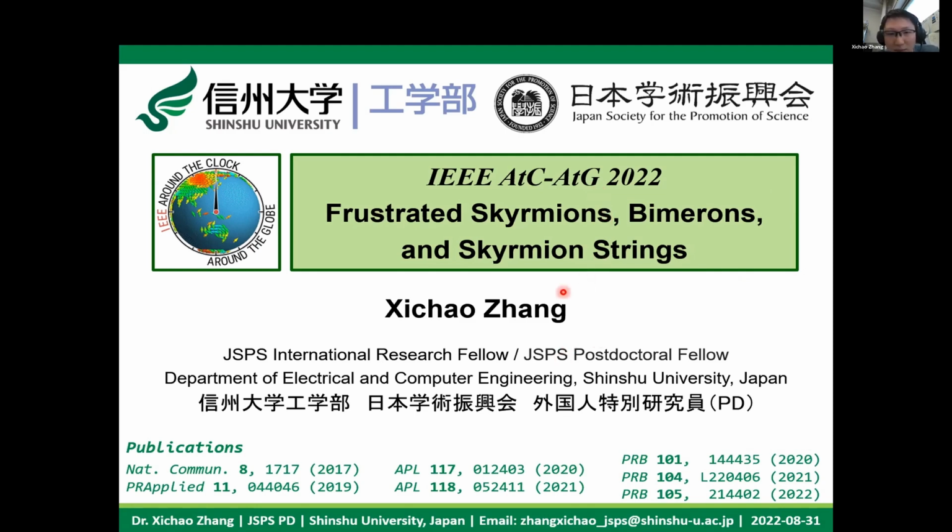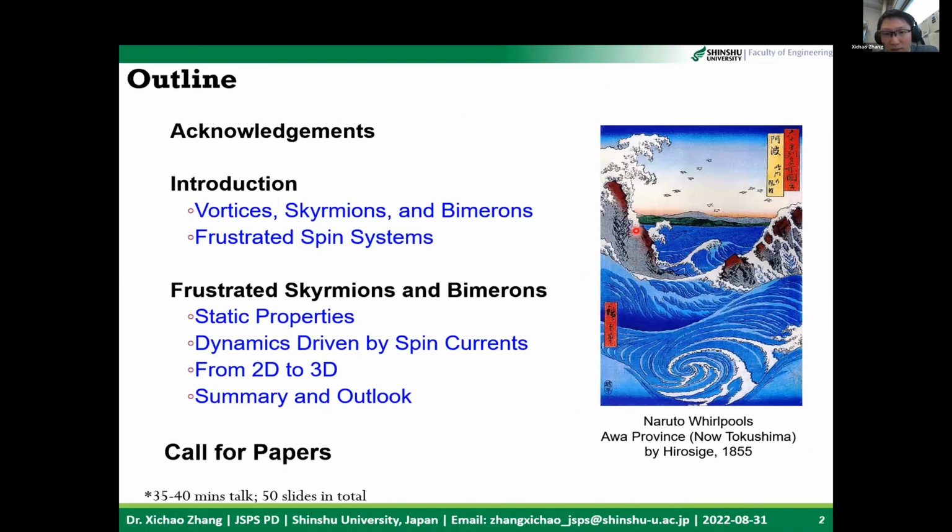So today I will talk about my theoretical study of frustrated skyrmions, bimerons, and three-dimensional skyrmion strings. This is an outline of my talk. In the first part, I will briefly introduce magnetic skyrmions and the frustrated spin systems. In the second part, I will talk about my research results on frustrated skyrmions and bimerons, including some static properties and the dynamics driven by the spin currents. And I will also give an outlook on future study of topological spin textures in magnetic systems.